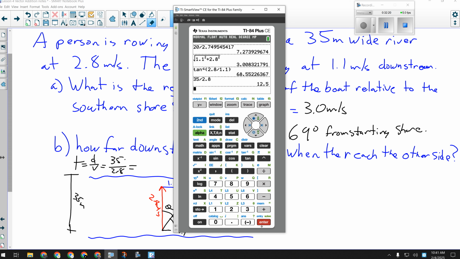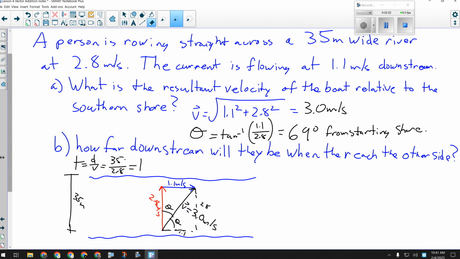All right, so it takes 12.5 seconds to get across. Now, sometimes people look at that and go, so that's how long it takes to get across. That has nothing to do with how far downstream I'm going to go. Are they right? Or are these two velocities happening not only at the same time, but for the same amount of time?